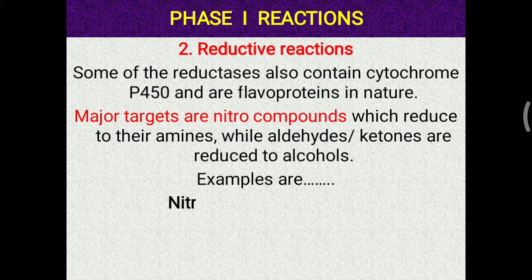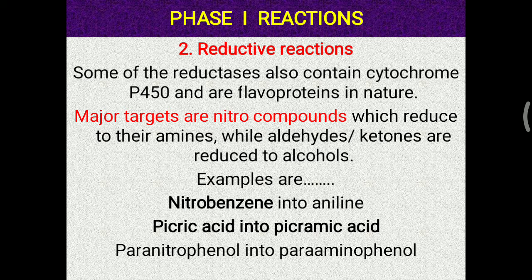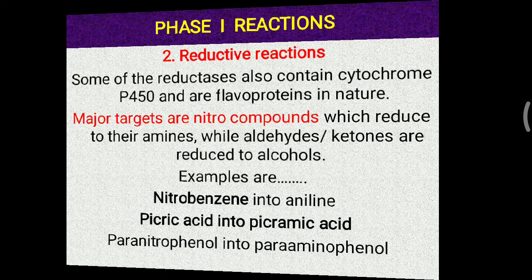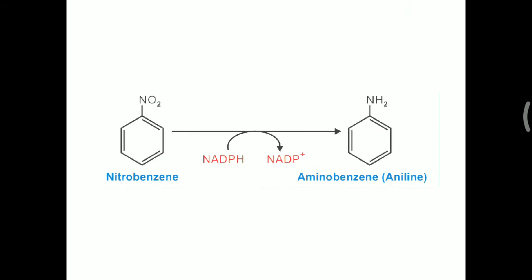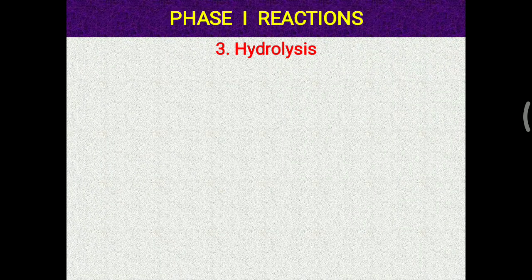Examples are nitrobenzene converted into aniline and picric acid into picramic acid. Further, para-nitrophenol, where the nitro group is converted into para-aminophenol. These are all important reactions of phase 1. So nitrobenzene is converted into aminobenzene, that is aniline. Further, the third reaction related to phase 1 of biotransformation is hydrolysis.